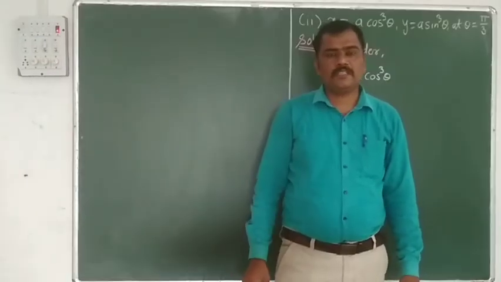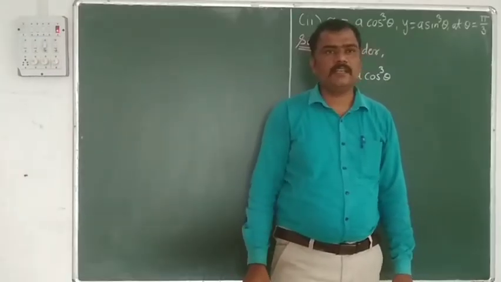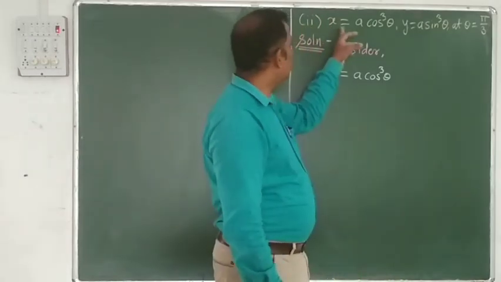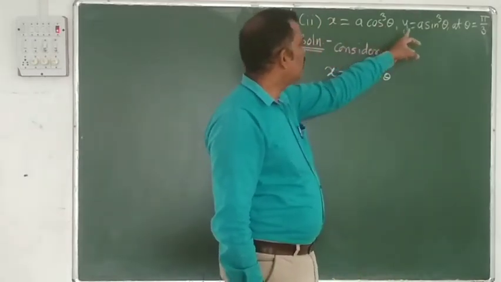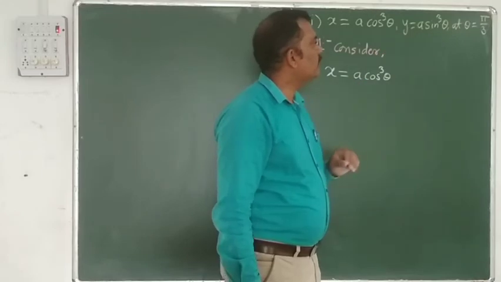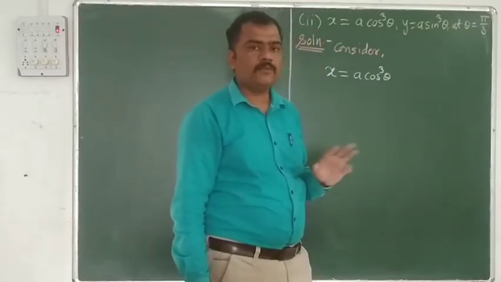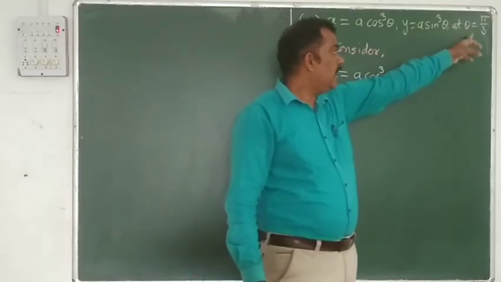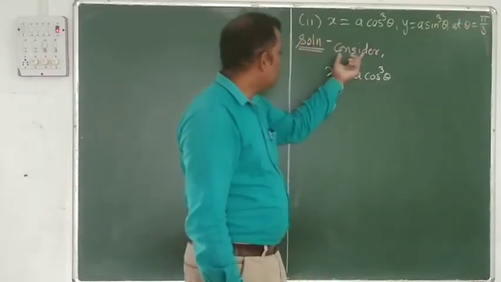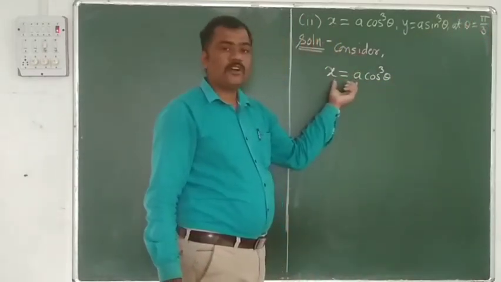Now we have to discuss example number two. x is equal to a cos cube theta, y is equal to a sin cube theta, and theta is equal to pi by 3. We have to find the value of dy by dx at theta is equal to pi by 3. First of all, we consider x is equal to a cos cube theta.